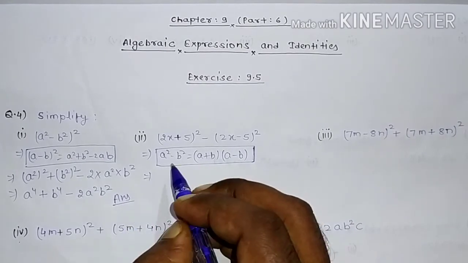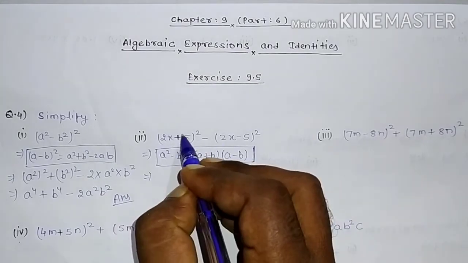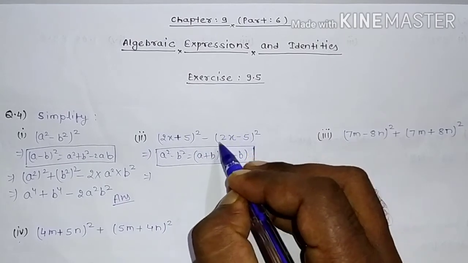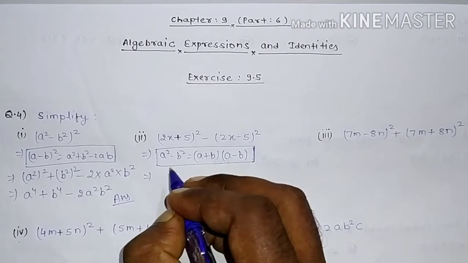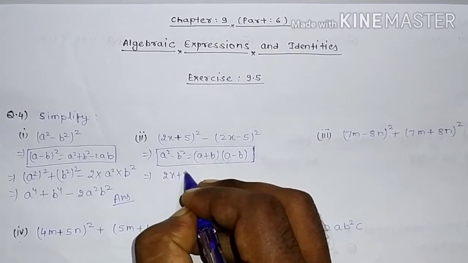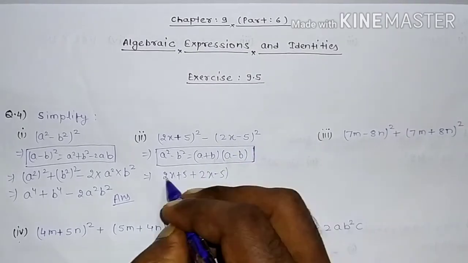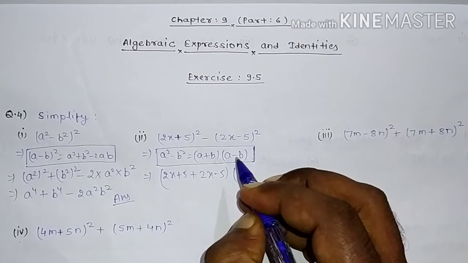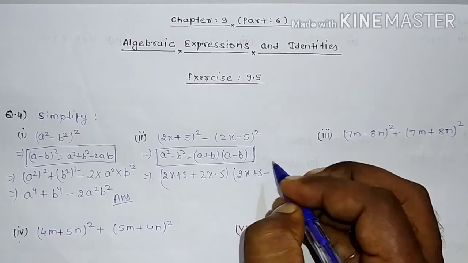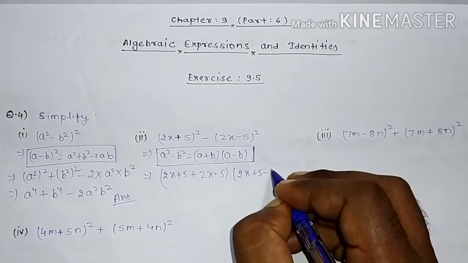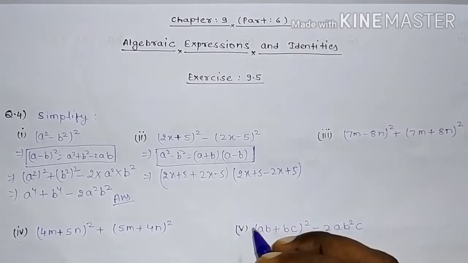So a square minus b square, that is (a plus b)(a minus b). In this question, a is equal to 2x plus 5 and b is equal to 2x minus 5. So a plus b, that means 2x plus 5 plus 2x minus 5. And in the next bracket, a minus b. So 2x plus 5 minus (2x minus 5). So 2x, and the minus sign becomes plus sign, so it is plus 5.